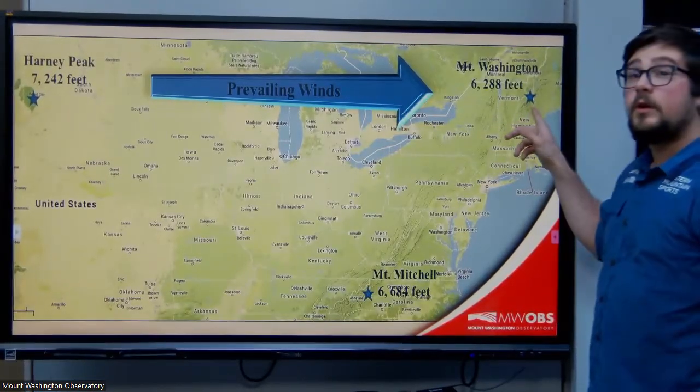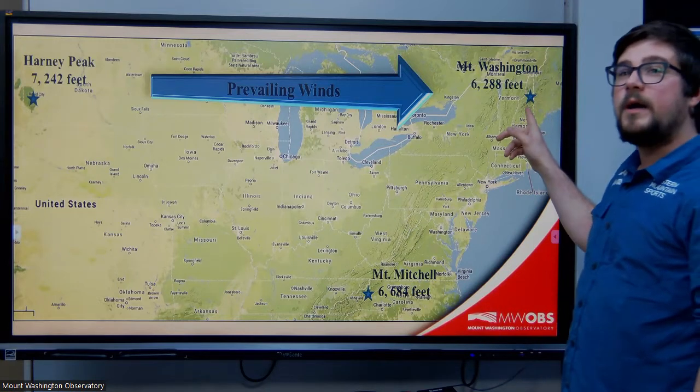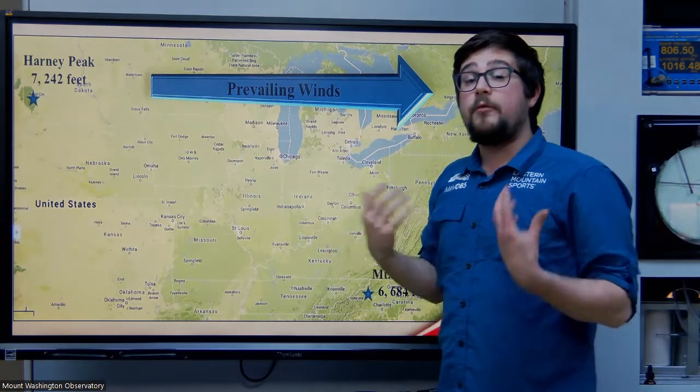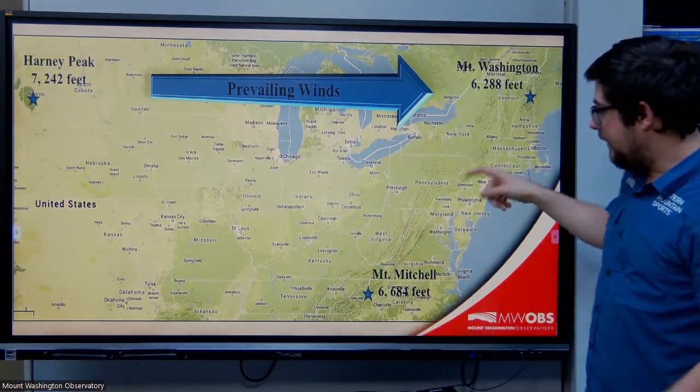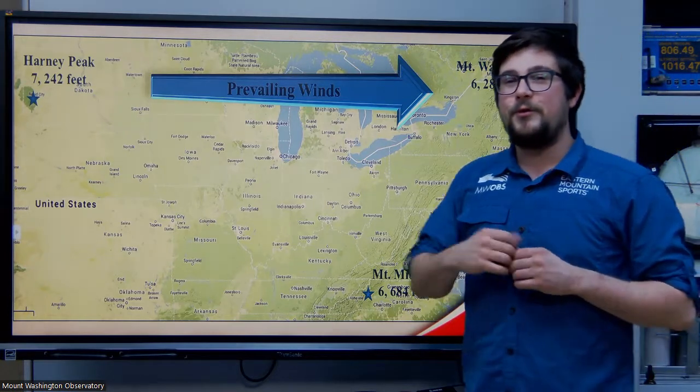Mount Washington, we're located here on the northern part of New Hampshire. We're the tallest mountain for about 1,000 miles. You have to go all the way to South Dakota for our peak that's as tall, and then to our south, you have to go all the way down to Mount Mitchell. It's a little bit taller than us down there in North Carolina.